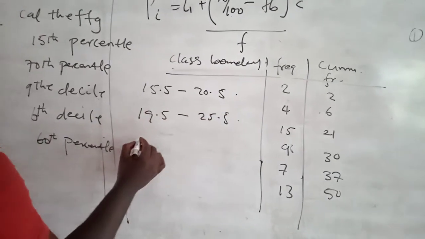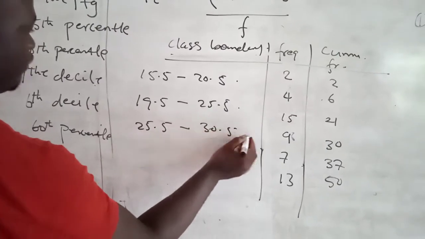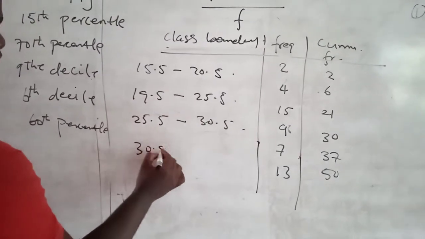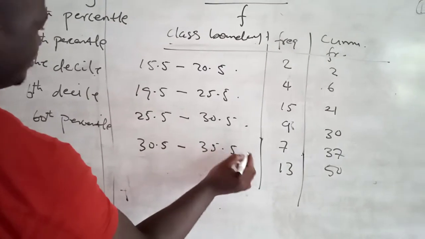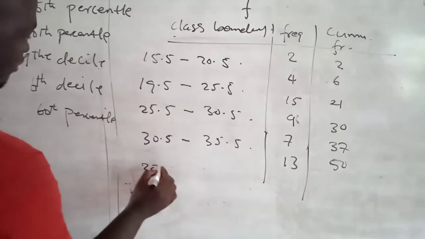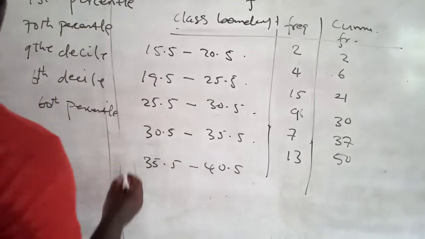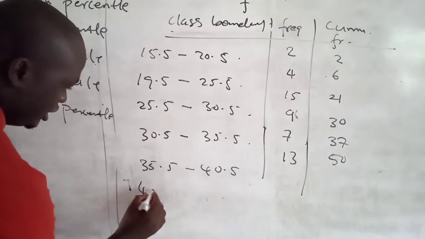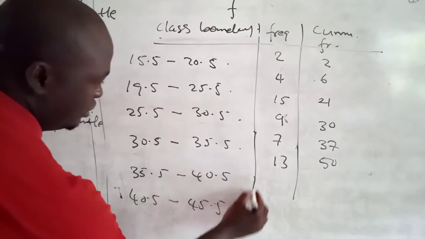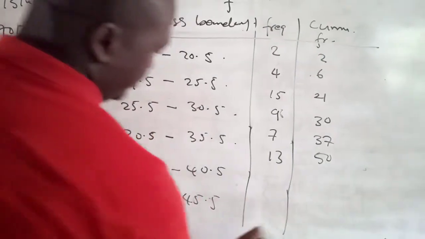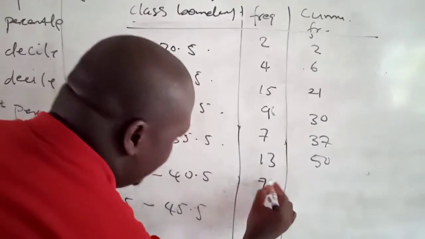25.5. This other one will give you what? 25.5 to what? 30.5. This other one should give you 30.5 to what? 35.5. This other one should give you 35.5 to what? 40.5. This other one should give you what? 40.5 to what? 45.5. Good. So don't forget, here the frequency is 13 and here is 7.